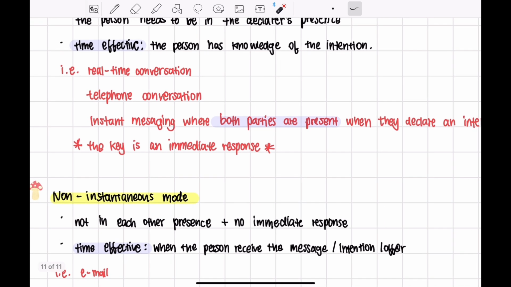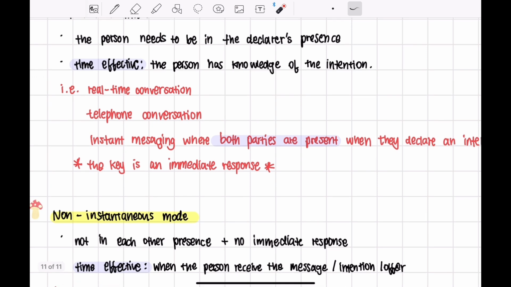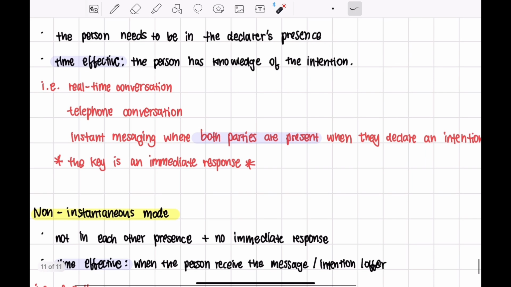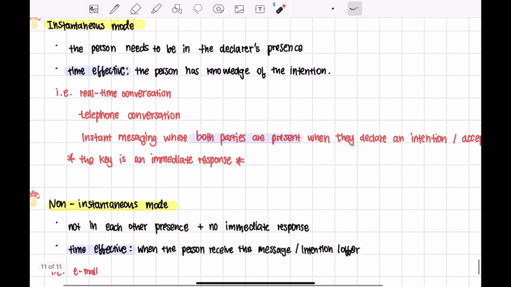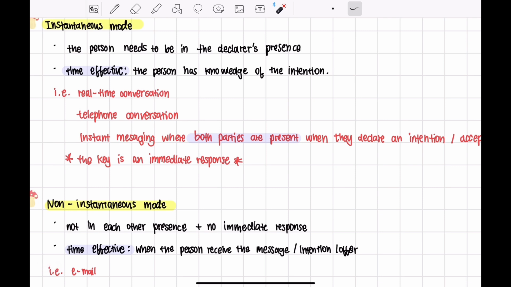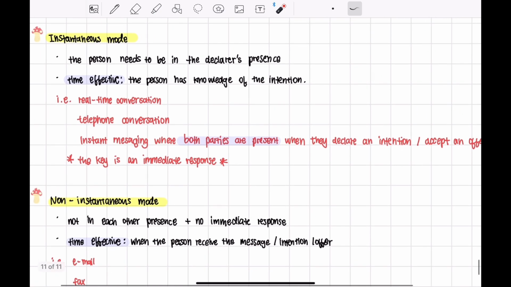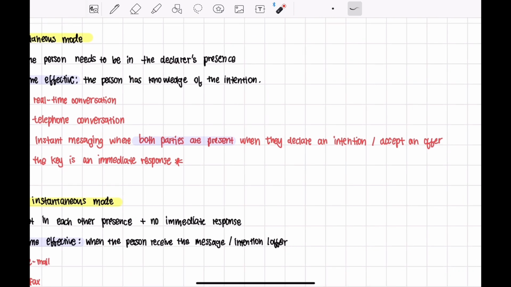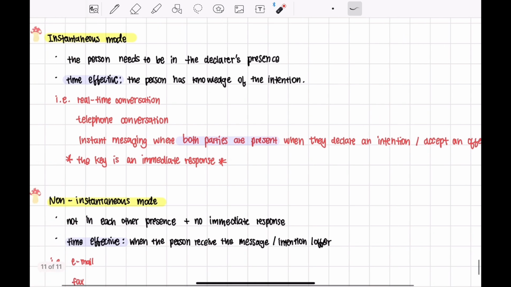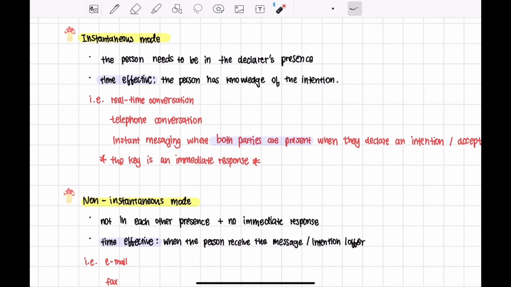Second is telephone call. If both parties are responding to each other immediately, then both parties are also present to each other. And instant messaging. Instant messaging can be both instantaneous and non-instantaneous, so we have to be careful about that. It can be instantaneous when both parties are present and responding to each other immediately. Instant messaging is like text message. When they declare an intention, accept an offer, sign the contract or agree on entering the contract, if they are both present and responding to each other over text, then this falls under instantaneous mode.